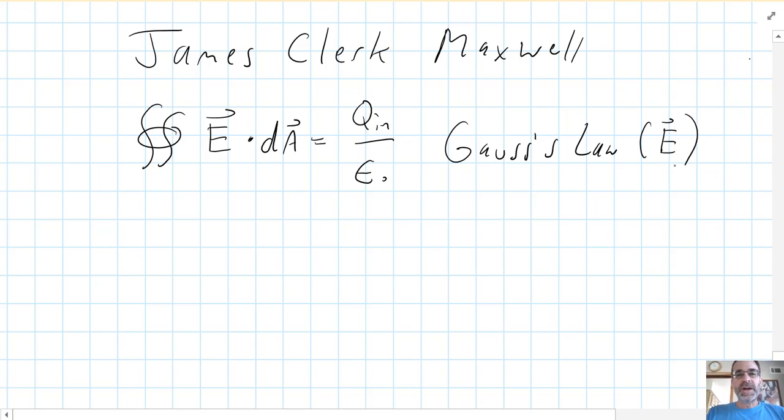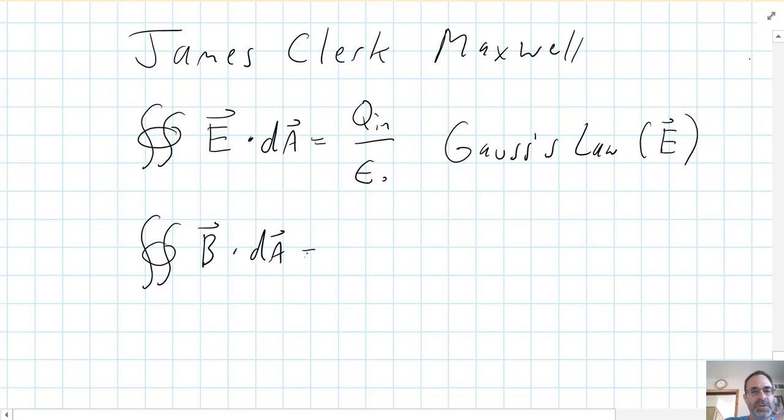Now there's a similar analogous equation in magnetism. The closed surface integral of B dot dA equals what? If you remember from our class discussion, this equals 0. That's because magnetic poles come in pairs. No matter how many magnetic field lines you have going into a surface, you're going to have that many coming out. This is basically Gauss's law in magnetism.